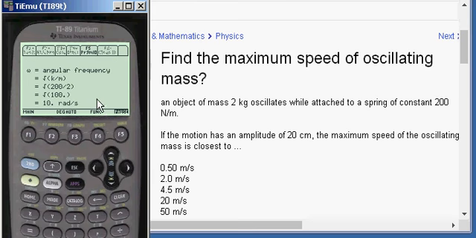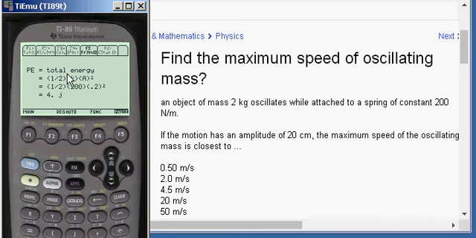Now if they asked you for angular frequency, here we have the formula for that. You put this in here and you come up with 10 rads per second. They might ask you for the period, 2 pi over the angular frequency, so that equals 0.62832 seconds. Acceleration is amplitude times the angular frequency squared.